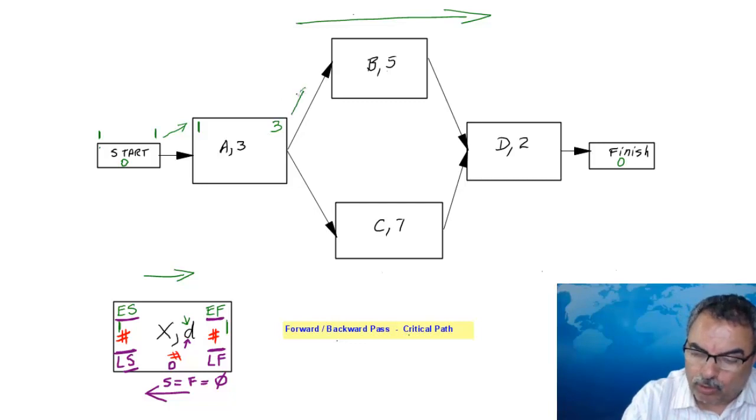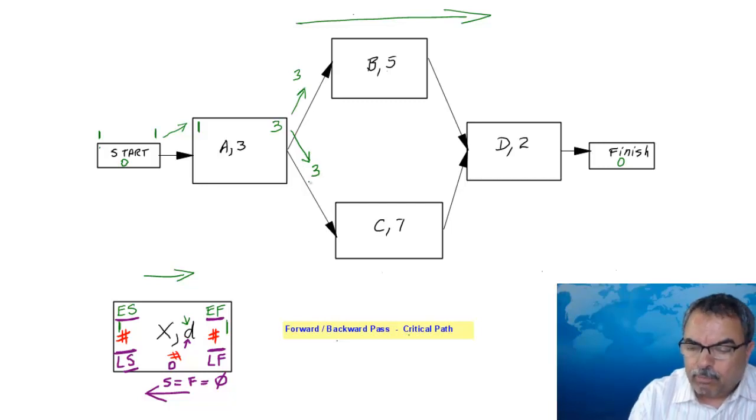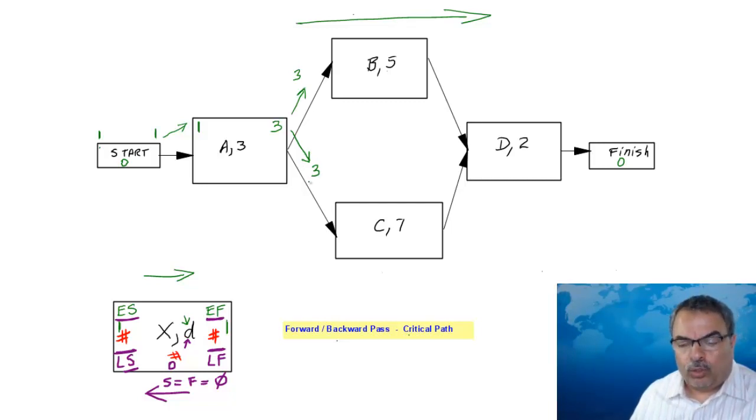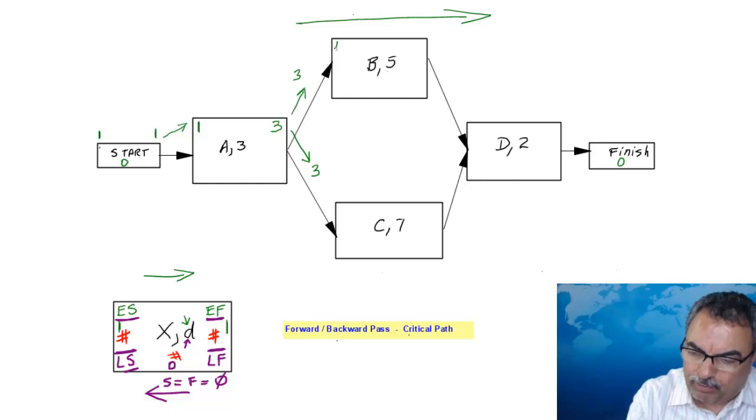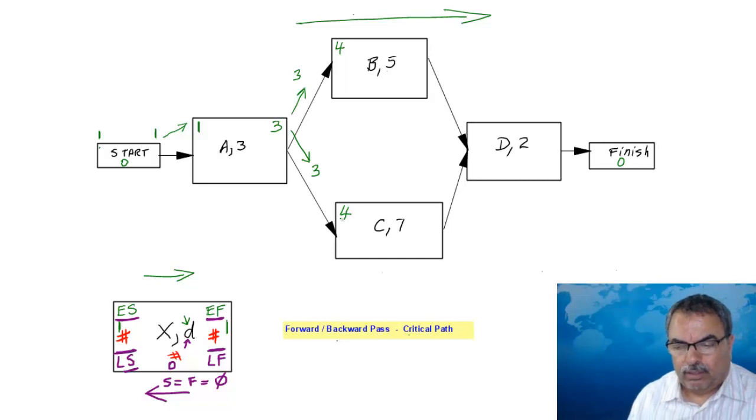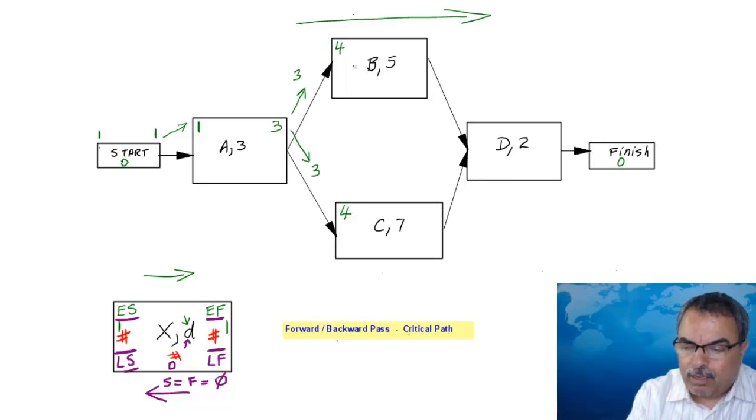Now this 3 is going to go this way to this task as well as this way to this task. But that day 3 is actually consumed by task A. Therefore, the next available day for me is day 4 in the project. That's why I'm going to start task B as well as task C on day 4. On task B, it's 4 plus 5 is 9 minus 1, so I would be done at the end of day 8. And on task C, it's 4 plus 7, that's 11 minus 1, so I will be done at the end of day 10.